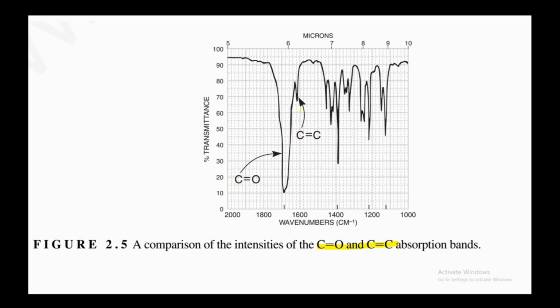Now if you look at the comparison between the carbonyl group and double bond absorption peaks, sometimes both appear in a similar region. You can see this is a tiny peak which is less intense, and this is a quite intense peak for the carbonyl group. The region for these two peaks is almost the same, but from the intensity we can identify which peak is for carbonyl and which is for carbon double bond carbon. So the point I was making earlier: if the peak is intense, it corresponds to the carbonyl group. If the peak is small, less intense, it corresponds to carbon double bond carbon.